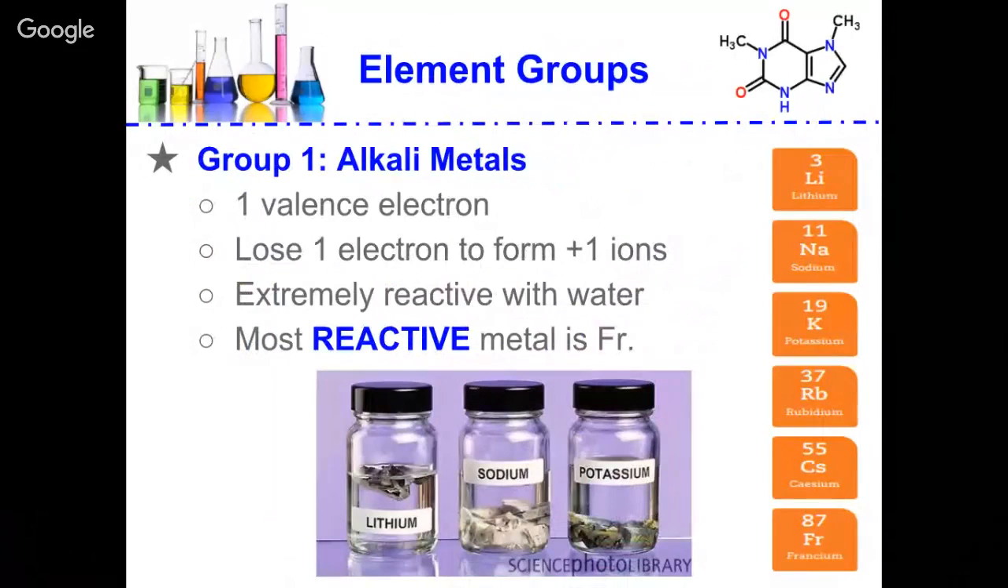So let's first talk about group 1, the alkali metals. They have one electron in their outer shell, and we say that they have one valence electron. They lose that one electron to form +1 ions. They're extremely reactive with water, and their reactivity increases as you go down the column. So that means the most reactive metal in group 1 is francium.